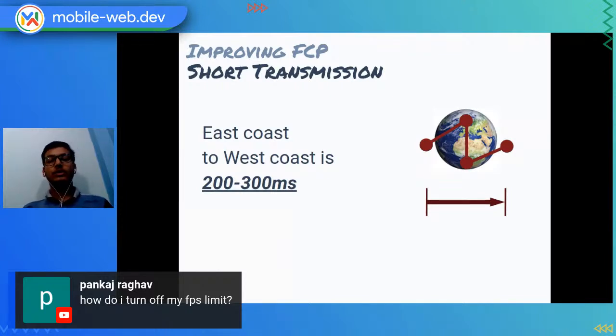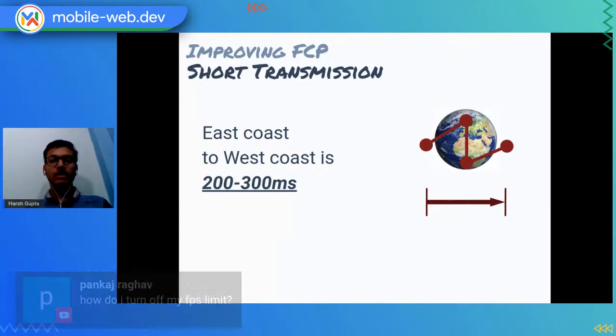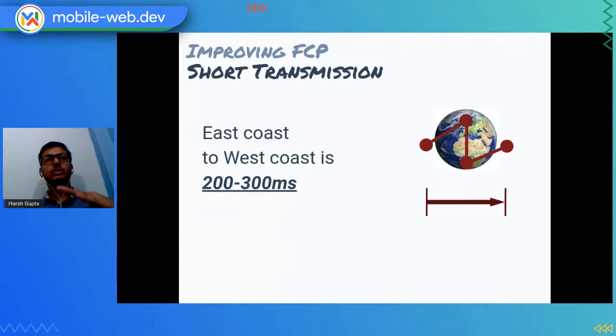From east coast to west coast, it's 200 to 300 milliseconds. It means, let's say you want your website to be global, and your servers are on the east coast and your users are on the west coast, right? So your website should at least take 200 to 300 milliseconds.